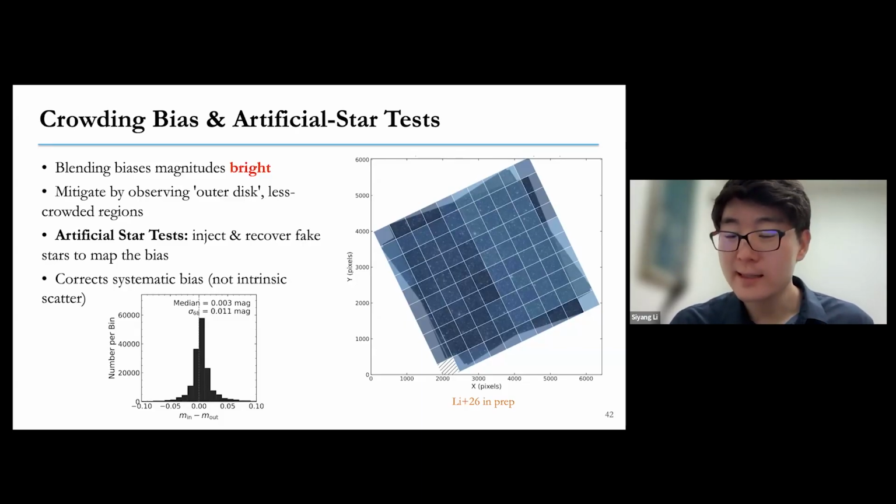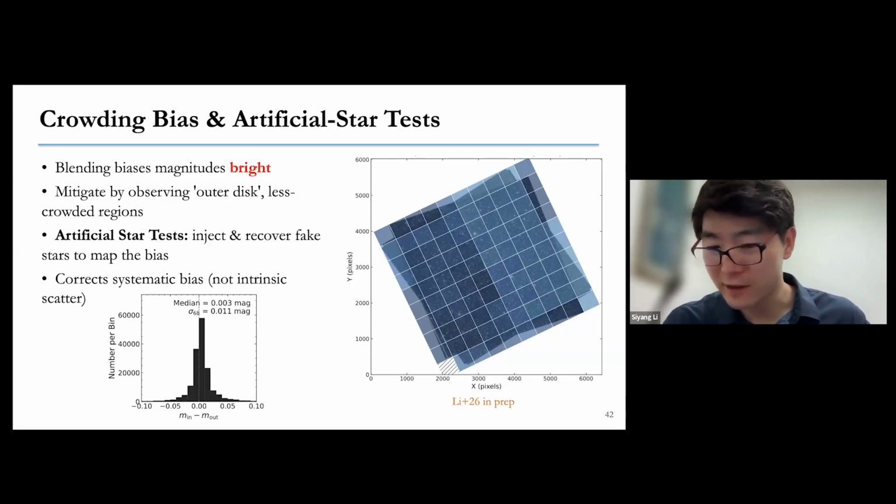And so there are different ways that people try to mitigate this. Some people just try to select a region that's further, outer enough from the disk. You can also apply artificial star tests. So essentially you can put in a fake star with a known brightness using your photometry software, recover it, and then measure the difference between the inserted star, the fake star, and the recovered star. The difference between those two magnitudes would then give you the crowding bias.